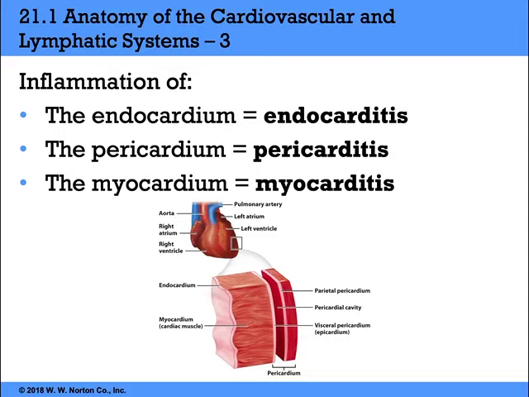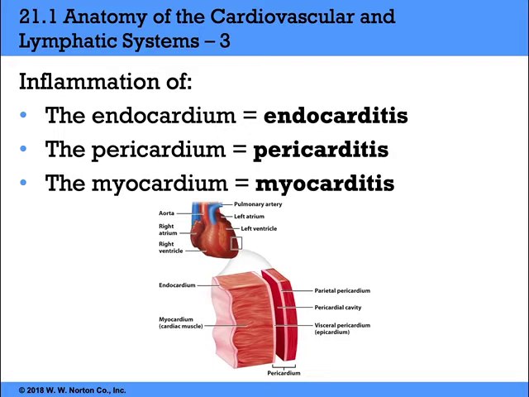The one-way flow through the heart is ensured by a series of one-way valves. The one-way valve between the right atrium and the right ventricle is called the tricuspid valve. The one-way valve between the left atrium and ventricle is called the bicuspid valve. The one-way valve between the right ventricle and the pulmonary trunk is called the pulmonary semilunar valve. And the valve between the left ventricle and the aorta is called the aortic semilunar valve.